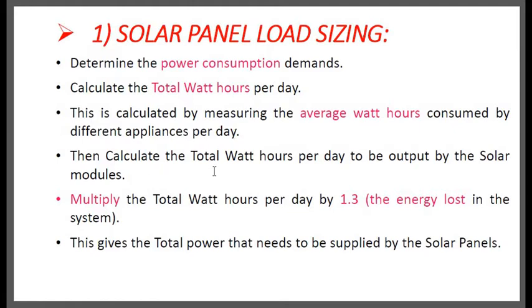Next step, calculate the total watt hour per day to be output by the solar modules. Multiply the total watt hours per day by 1.3 because of the energy lost in the system. So we have to multiply total watt hour by 1.3 due to the system losses. This gives the total power that needs to be supplied by the solar panel.